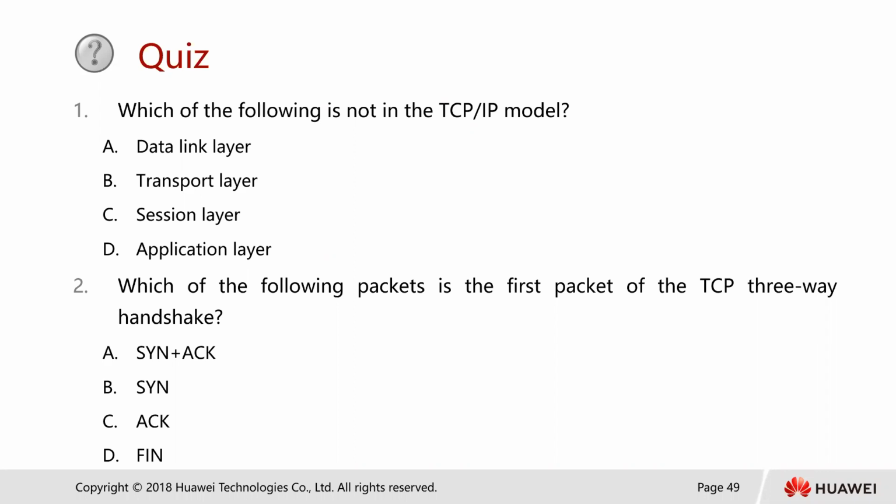Kindly do. Question 1 is saying, which of the following is not in the TCP/IP model? Kindly go ahead and find that poll and answer. And then question 2 is saying, which of the following packets is the first packet of the TCP three-way handshake? You also go ahead and answer. Right, you have about 5 minutes, then we talk about them.